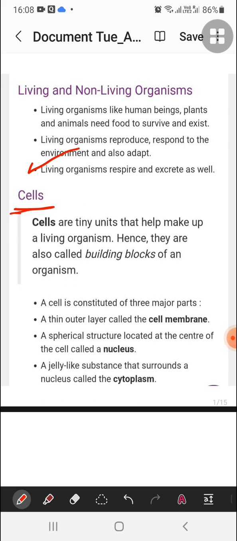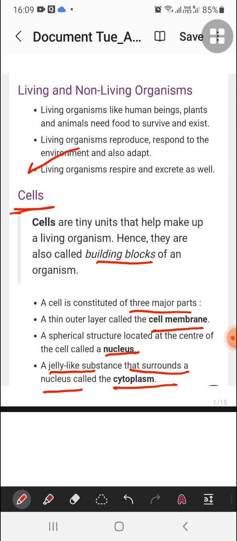What are cells? Cells are tiny units that help make up a living organism. Hence, they are also called building blocks of an organism. A cell is constituted of three major parts. First part is the cell membrane. What is the cell membrane? A thin outer layer called the cell membrane. Second is the nucleus, a spherical structure located at the center of the cell. Third is the cytoplasm. What is cytoplasm? A jelly-like substance that surrounds the nucleus is called the cytoplasm.